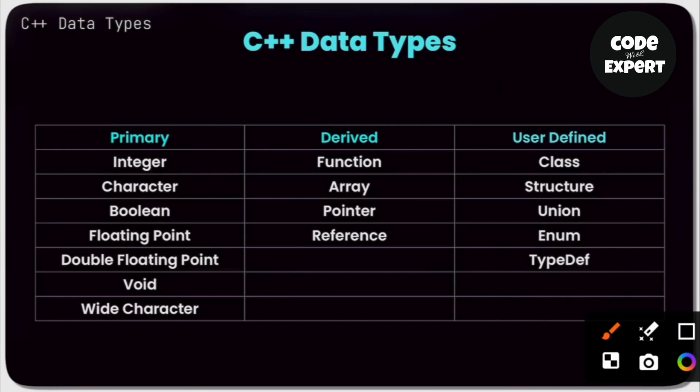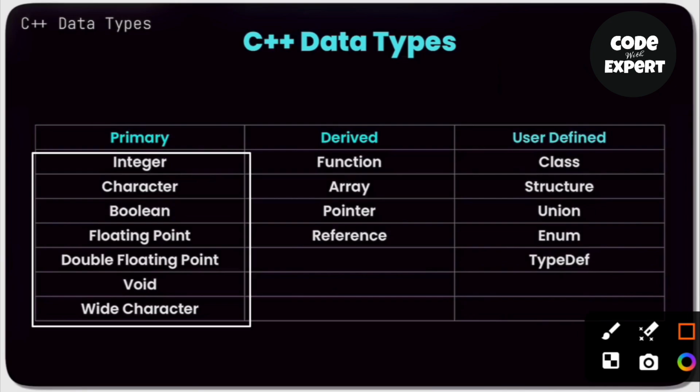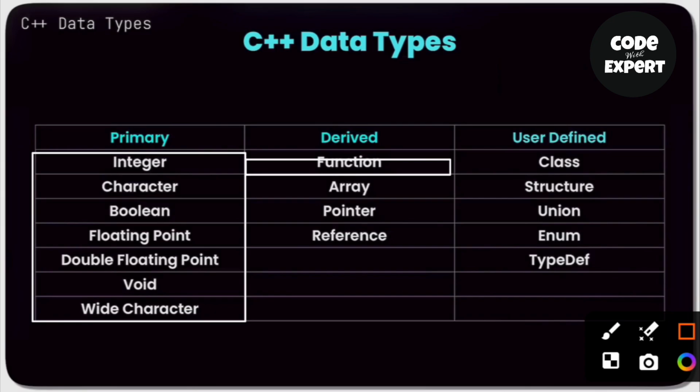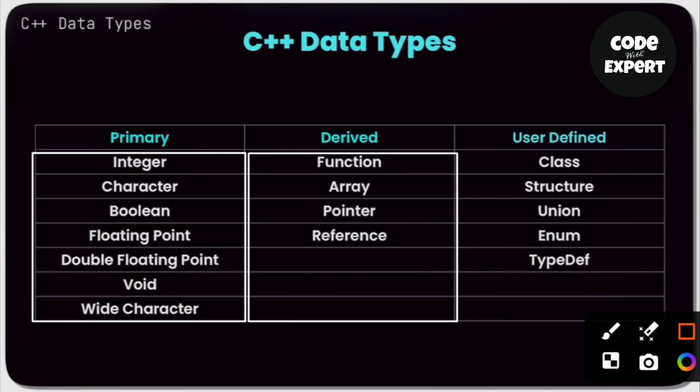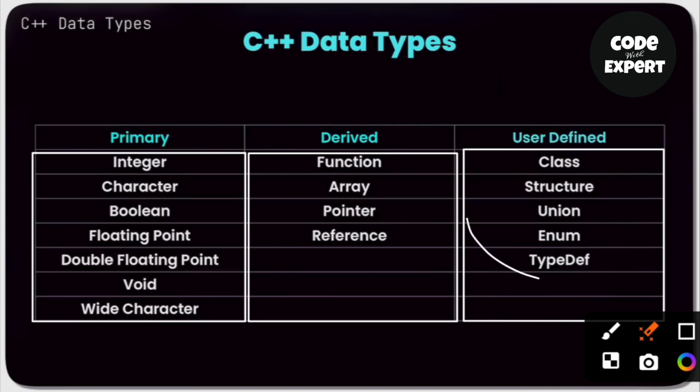In primary data types, there are many more sub data types like integers, characters, boolean, floating point, double floating point, void, wide character. Some of these you might have listened before, but here we will learn about all these data types and its function. In derived data types, there are functions, arrays, pointers, reference and many more we will learn or cover in this lecture or upcoming lectures. And user defined data types are those like class, structure, union, enum, type difference. These all data types we learn in our upcoming lectures.